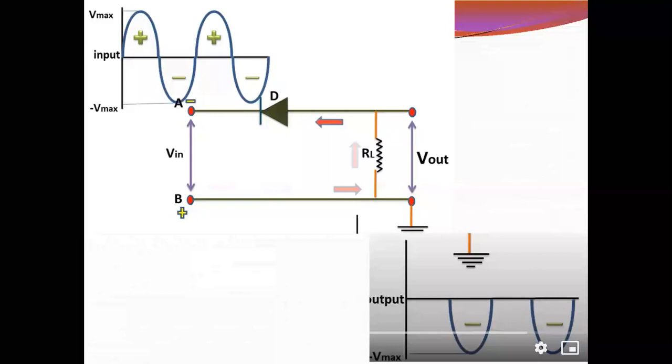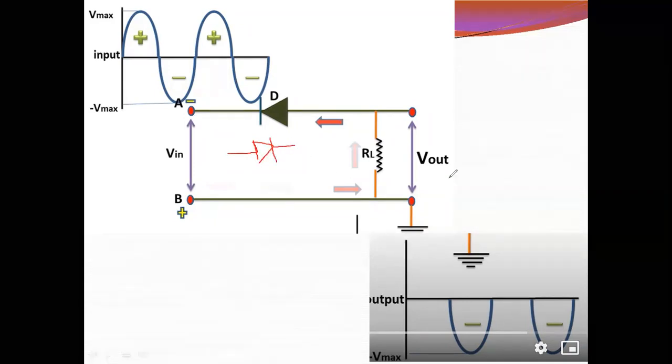Suppose I give the homework: please design a series negative clipper. How can you design it? If I want to design a series negative clipper, what I want to replace is the diode direction. Please connect the diode in the reverse direction, rotate the diode 90 degrees like this.